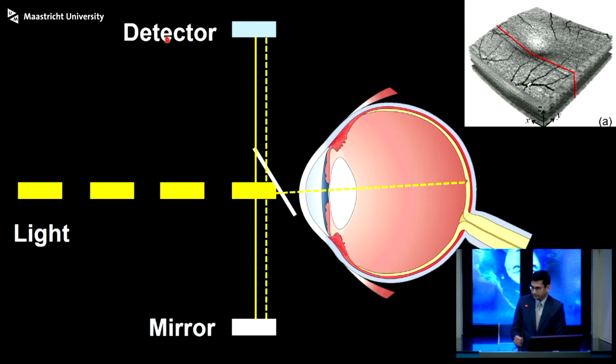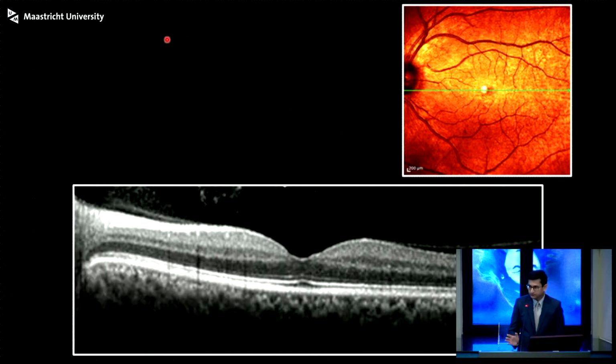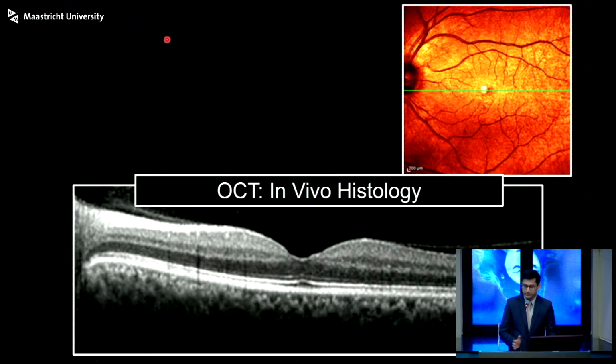OCT angiography, or OCTA, is a type of OCT that uses light waves to create detailed maps of blood vessels in the retina and in the choroid. The technology of OCT has brought a paradigm change in the management of patients with eye diseases. Indeed, OCT is an in vivo histology, which means that it helps to demonstrate cross-sections of living tissue without the need of any invasive biopsy.